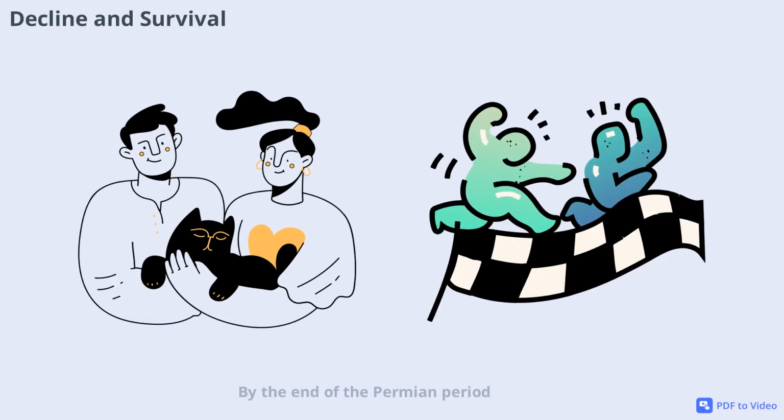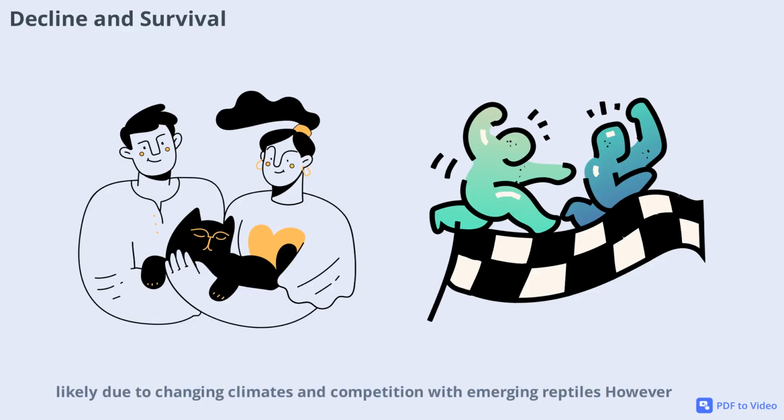At the end of the Permian period, many large terrestrial amphibians had disappeared, likely due to changing climates and competition with emerging reptiles. However, semi-aquatic and aquatic forms continued to diversify, ensuring the survival of amphibians into the Mesozoic era and beyond. This resilience is a testament to their adaptability and evolutionary success.